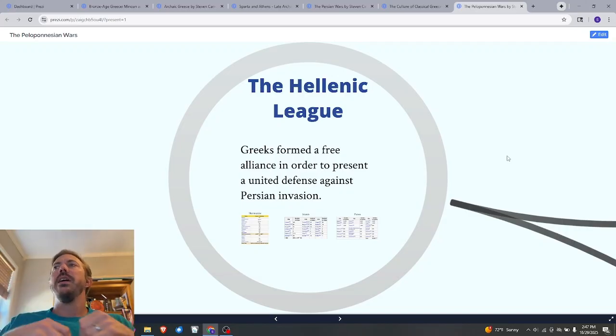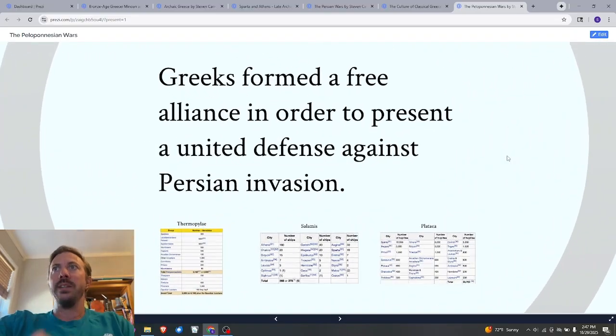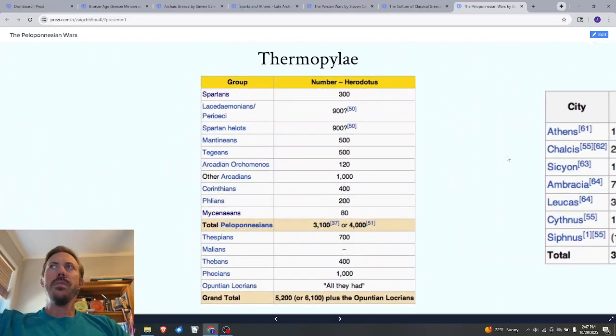Again, they didn't call themselves the Hellenic League, but they did nevertheless combine forces in order to provide a united defense. And so that's what happened. The Hellenic League was formed by free city-states as a free alliance in order to present a united defense against the Persian invasion.